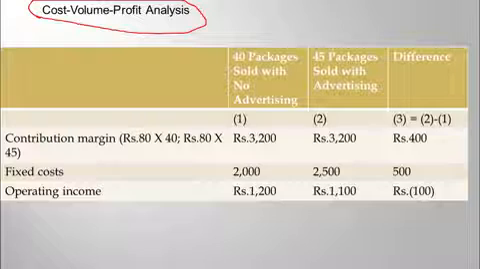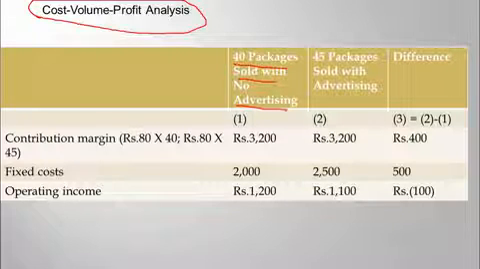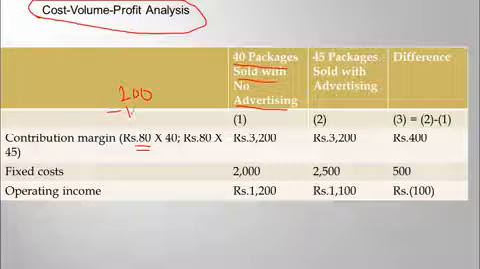So now here, if 40 packages are being sold without advertisement, it means there is no advertisement cost of rupees 500. So in that case, 40 software packages multiplied by what was the contribution per unit? 80, because the selling price of the software was rupees 200 and the variable cost was rupees 120. So automatically our contribution has become 80 rupees.